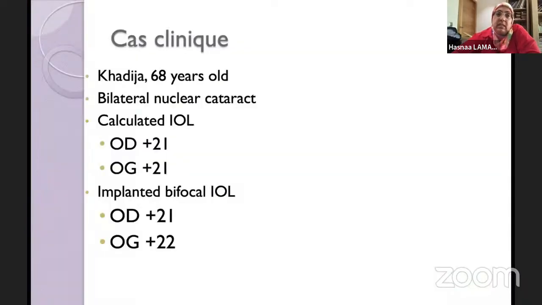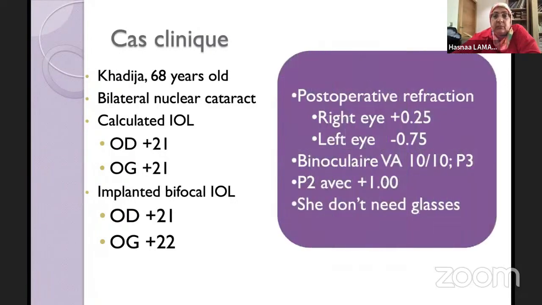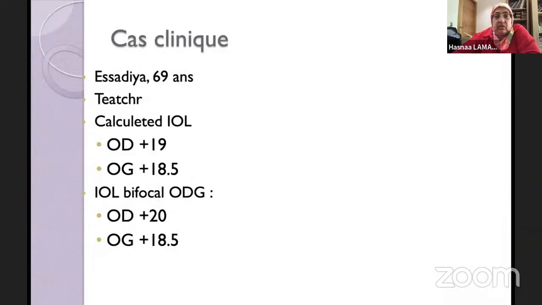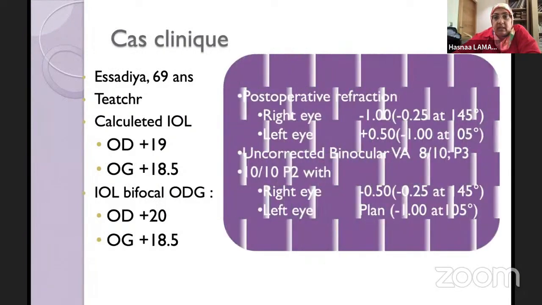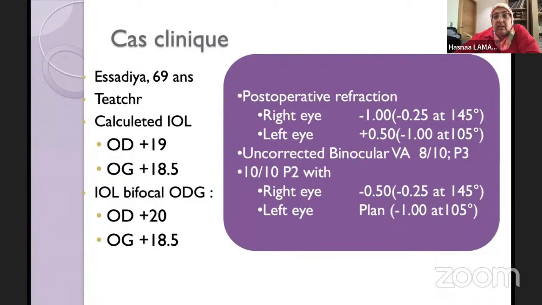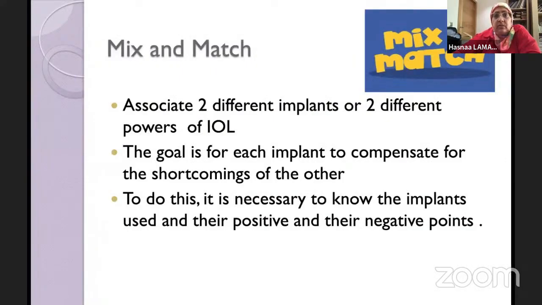There are 2 clinical cases. The first one is a 68-year-old patient with bilateral nuclear cataract, and we implanted bifocal IOL, myopizing the left eye, and postoperatively she is very happy and doesn't need glasses. The second case is a teacher, and we myopized the right eye, and postoperatively he needed a small correction to have 10/10. So mix and match is to associate 2 different implants or 2 different powers of IOL.